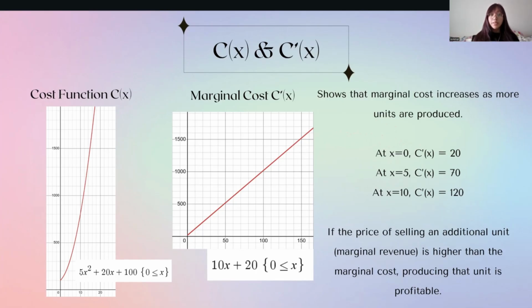The increasing graph of marginal cost reflects the quadratic term 5x squared in the original function, which models inefficiencies at higher production levels. Now, if the price of selling an additional unit, or marginal revenue, is higher than the marginal cost, producing that unit can be deemed profitable. Otherwise, it is not. Now, this is how businesses can use marginal cost analysis to identify when scaling production becomes too expensive.